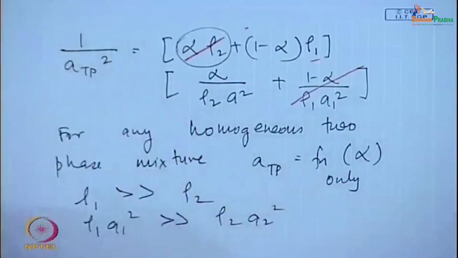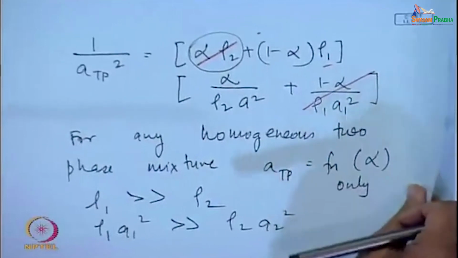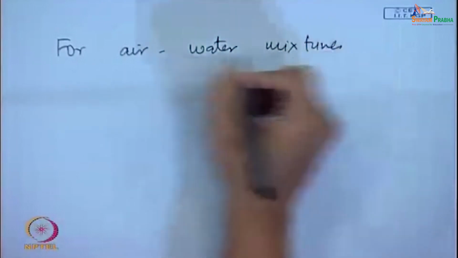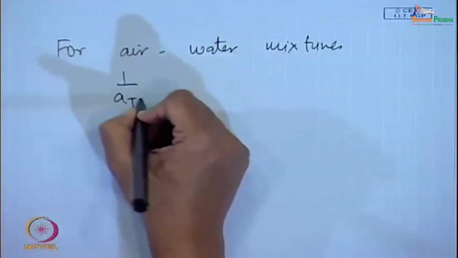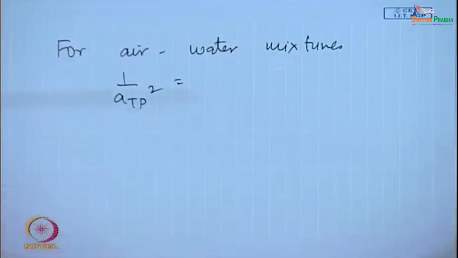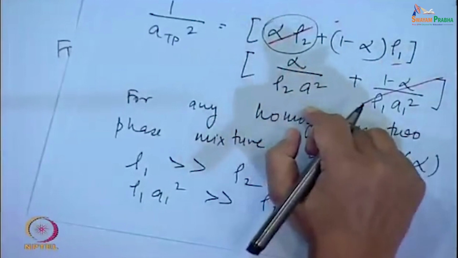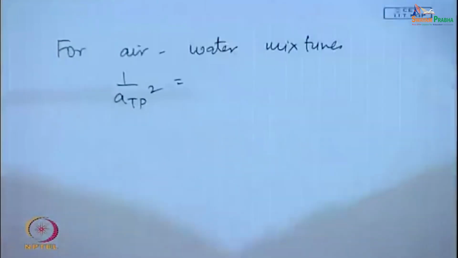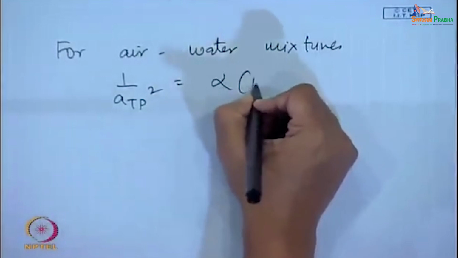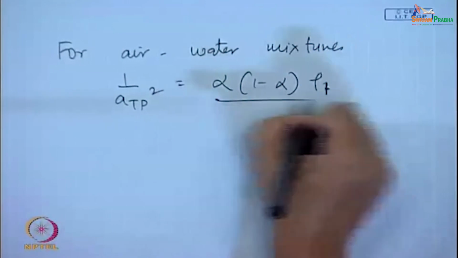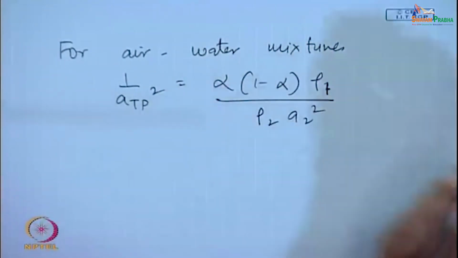So usually we find that 1 by A TP square, for air water mixtures, this is not for anything else, just for air water or vapor liquid mixtures only, what do we get? 1 by A TP square is nothing but equal to 1 minus alpha rho 1 into alpha by rho 2 A2 square, isn't it? So rearranging and writing, we get alpha into 1 minus alpha, rho 1 by rho 2 A2 square.